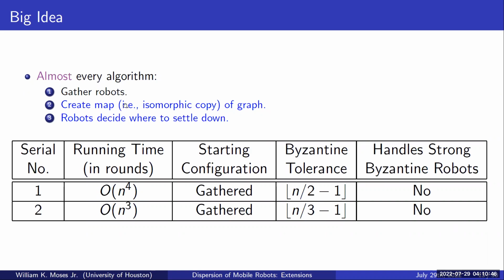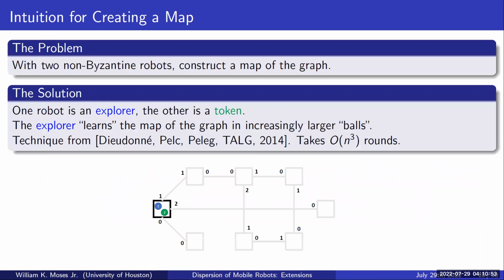First, let's look at how robots can create a map of the graph. In other words, how they can learn about the entire graph. Now, let's look at this in a setting where there are no Byzantine robots. Let's pretend we just have two robots, say robot 1 and 2, and they have to discover this graph.